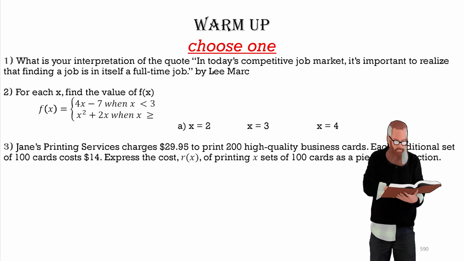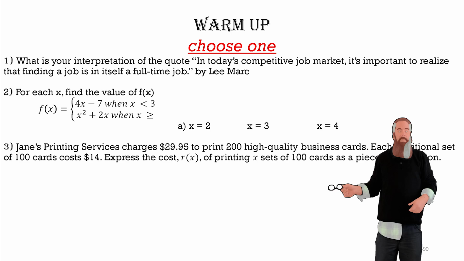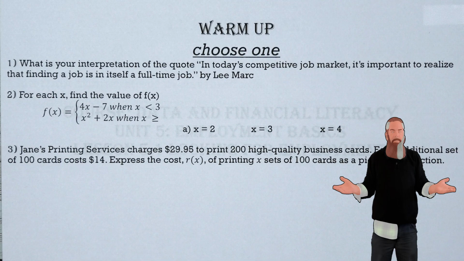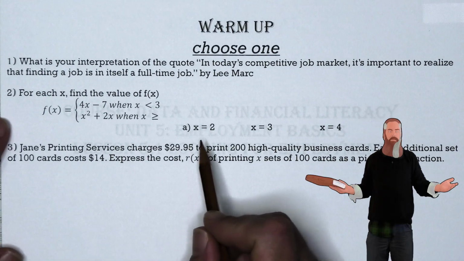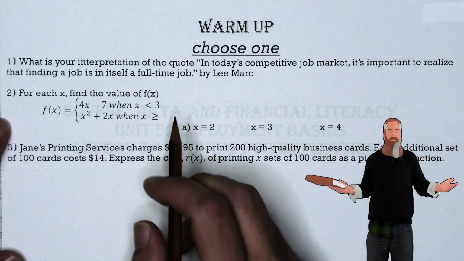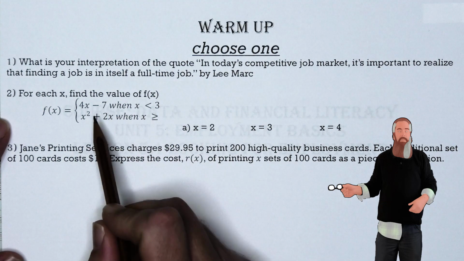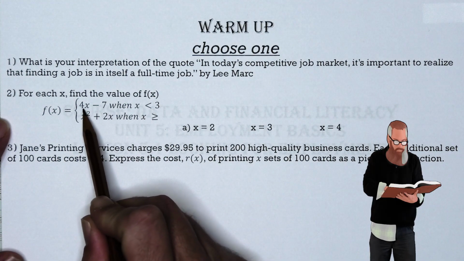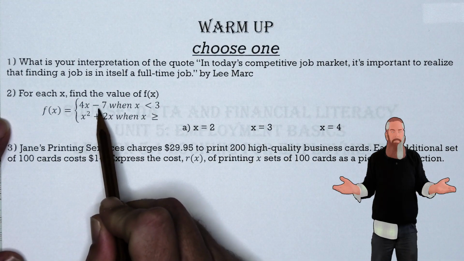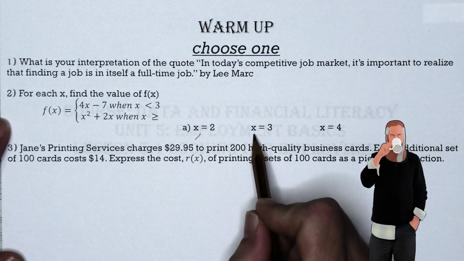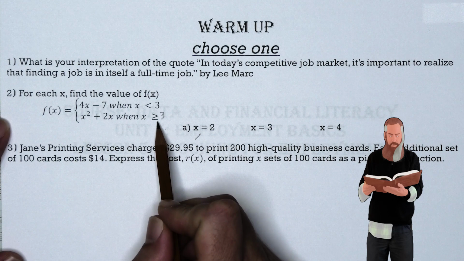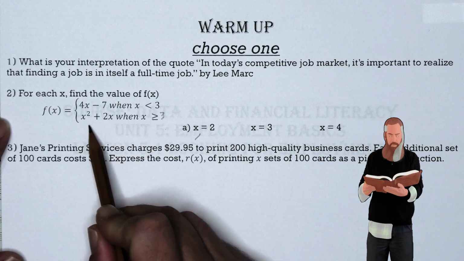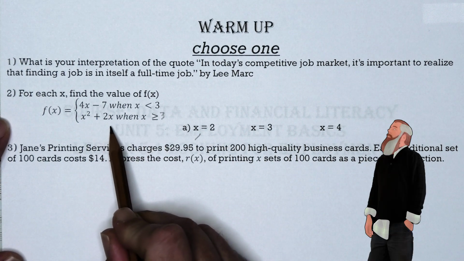We're going to find each f of x for the given value of x. Now, this is a piecewise function, which means there is a condition. Looking at when x is equal to 2, 2 is less than 3, so we will use the top equation and say 2 times 4 is 8, minus 7 is 1. When x is equal to or greater than 3, we're going to use this second equation of x squared plus 2x.